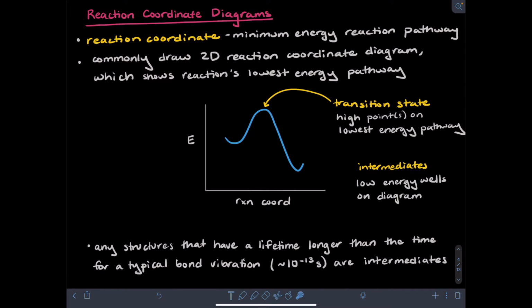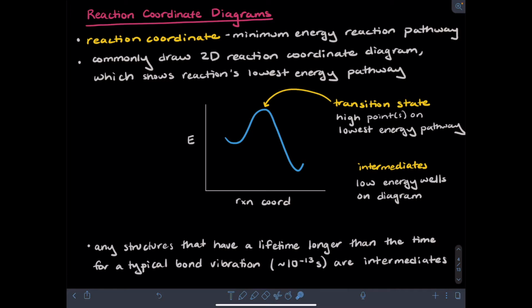So, what is an intermediate versus a transition state? Organic chemists argue a lot about whether or not high-energy molecules are transition states or intermediates. It just depends on the shape of the energy curve. We're going to consider transition states as only having the lifetime of a single bond vibration.